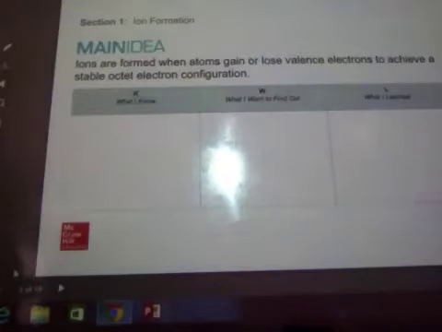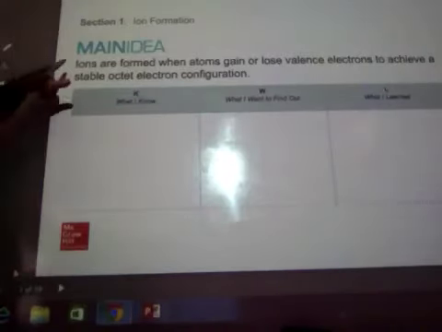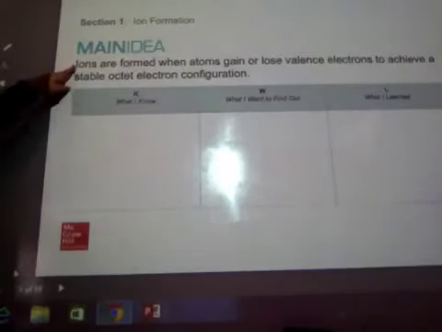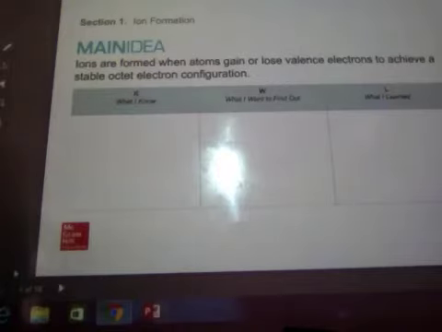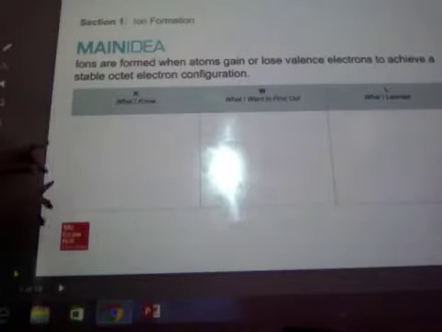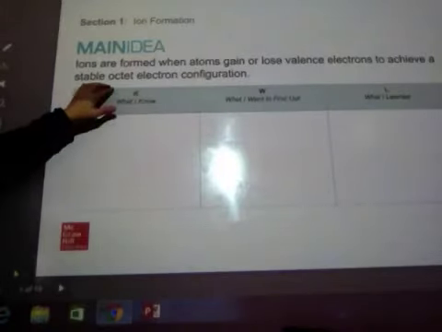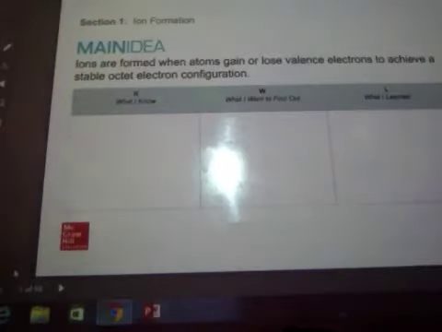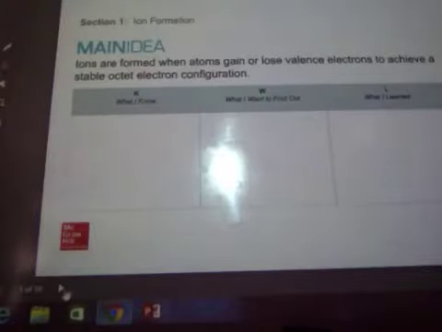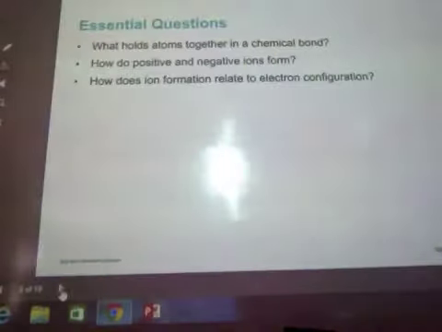Okay, so starting with chapter 7, we're going to be talking about ions. So ion will be a new vocab word, and an ion is a charged particle. It's going to be an atom that has gained electrons or lost electrons to try and be stable, or try and be like a noble gas, similar to argon or helium or one of your noble gases.